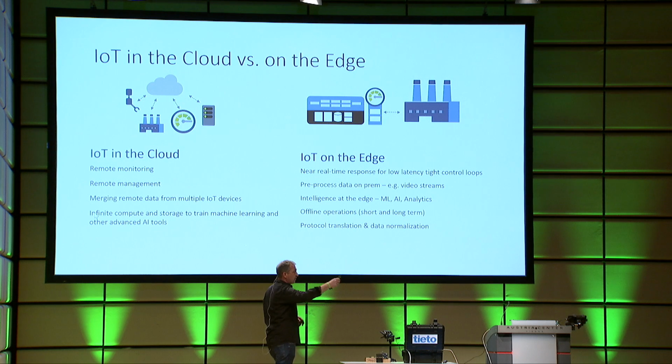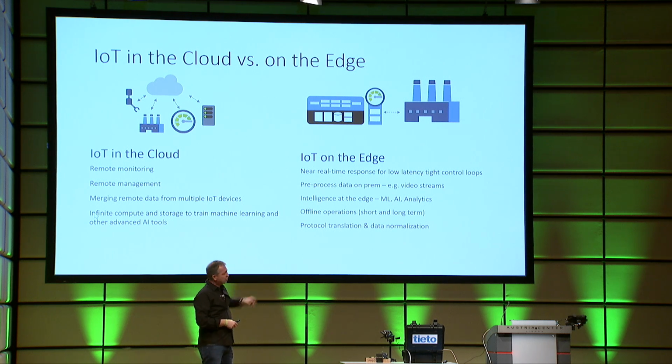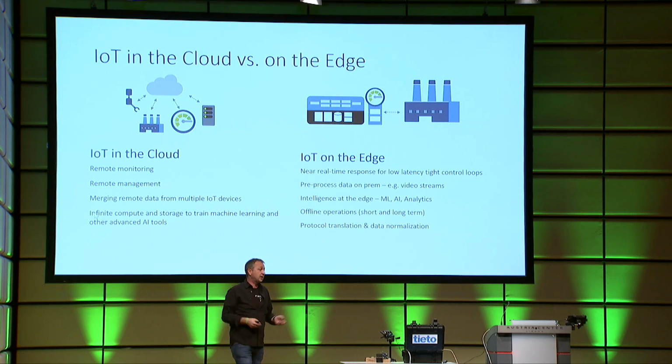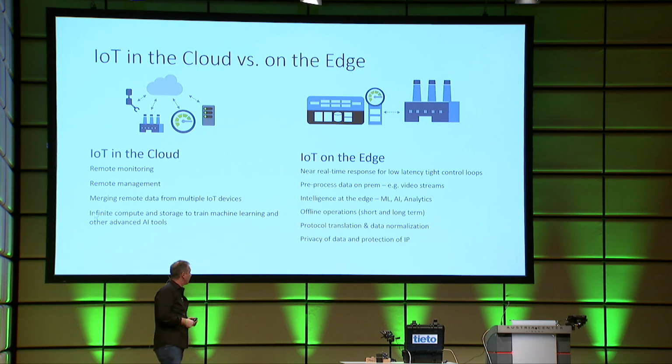Maybe in your factory you have a couple of machine sensors that speak different protocols, so protocol translation and normalization would also be a perfect use case for edge computing. And last but not least, privacy. Maybe you want to protect your intellectual property and prefer operation on-prem instead of everything in the cloud.